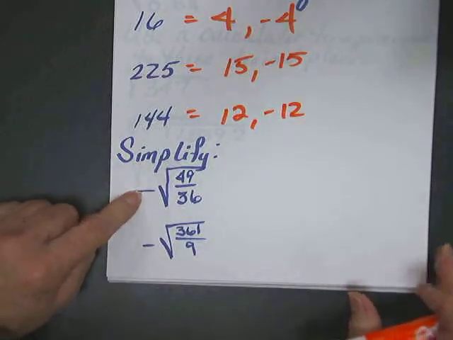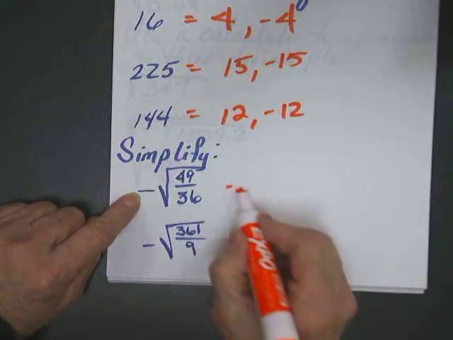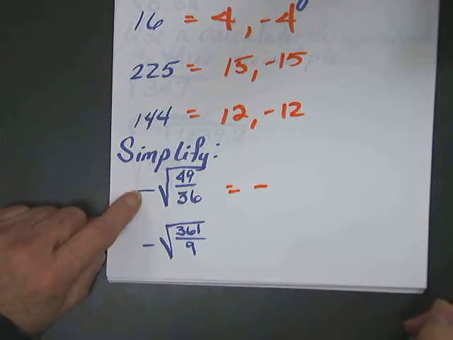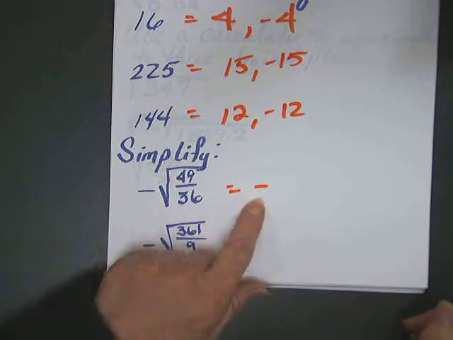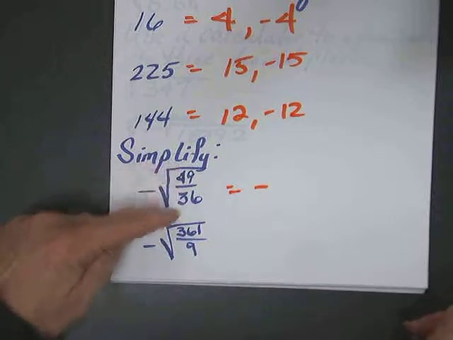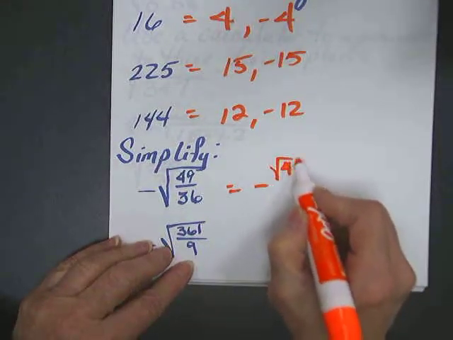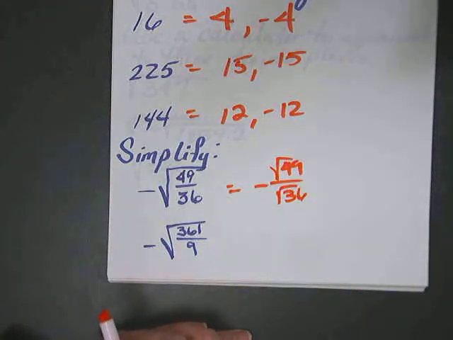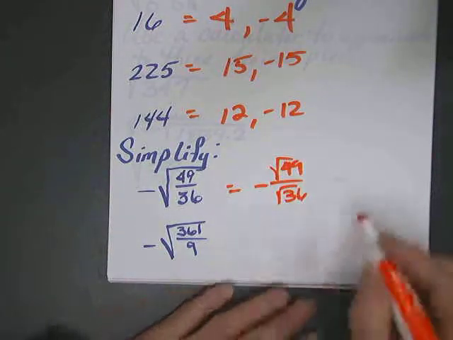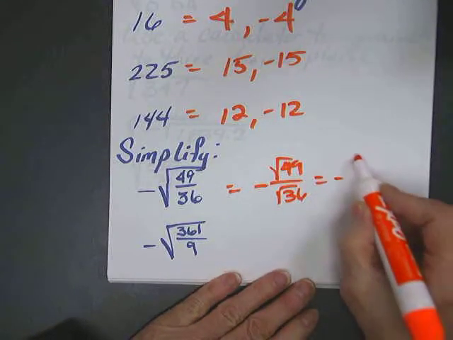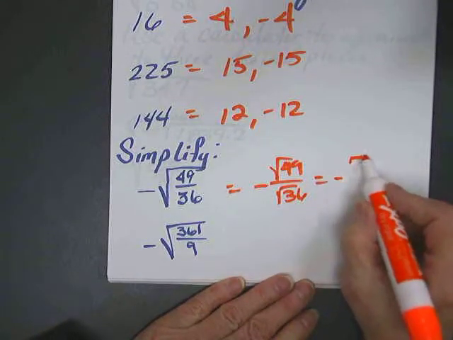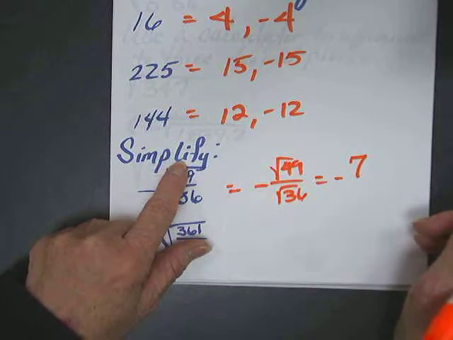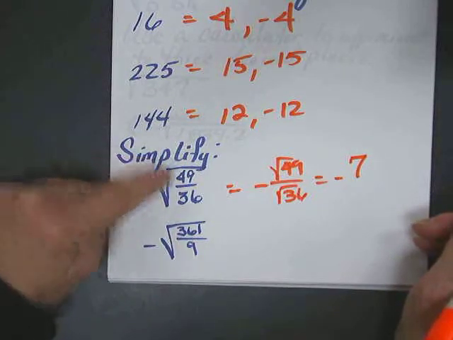Okay, simplify. If there's a negative in front, just put that in the front of your answer. This part's not square rooted. This part just stays in the front. And this, you could do it separately, like say square root of 49 over square root of 36. You could do that. Which would be what? Square root of 49? And it doesn't want all of them, so just put the positive one, okay?